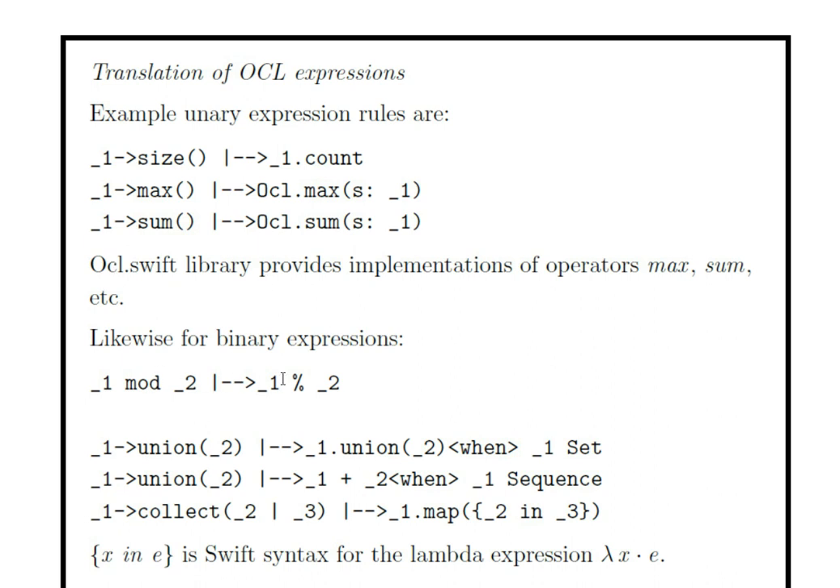Binary expressions, again, either map directly for things like mod, or sequence union or set union. In fact, there are corresponding operators directly in the language for set and sequence union. And for collect, we can use the corresponding operator called map in Swift, and we apply that to the function abstraction of the body of the OCL collect expression, as can be seen here.